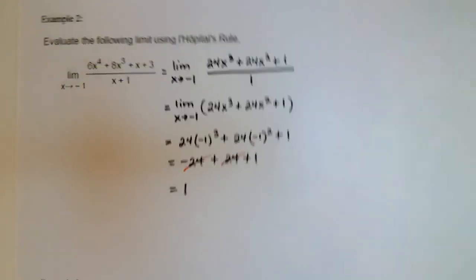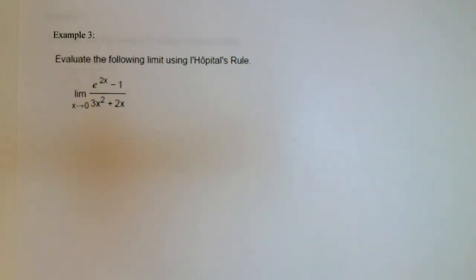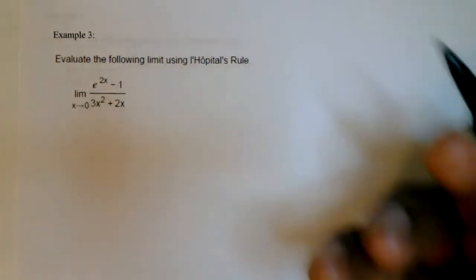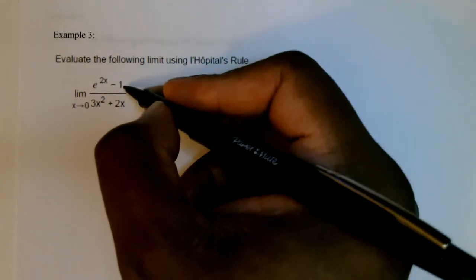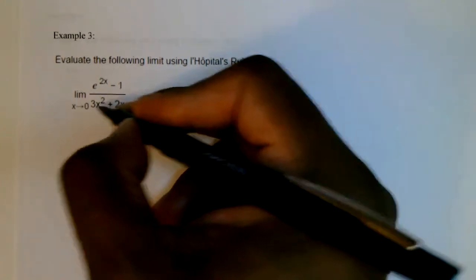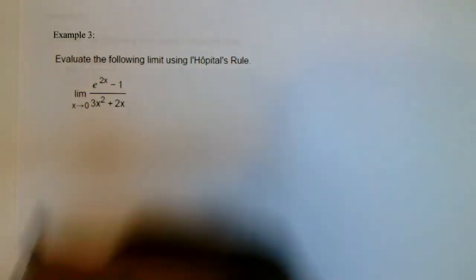All right, let's go to the next example here, where we're going to evaluate that limit using L'Hopital's rule. Here we got the limit as x approaches 0 of e to the 2x minus 1 divided by 3x squared plus 2x. All right, so if I was to do direct substitution here, this will be e to the 0, which is 1. 1 minus 1 is 0. The denominator is going to end up being 0 because each x will be substituted with 0. So I will have the indeterminate form of 0 over 0, which means I need to apply L'Hopital's rule.